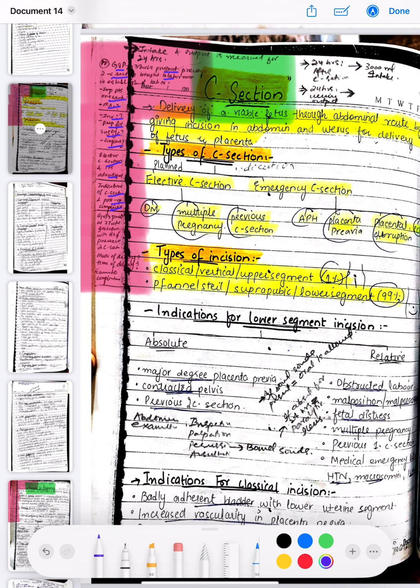The G4P3 presents at 37 weeks gestation with history of previous two C-sections. So what is the mode of delivery, the time of delivery and enumerate complications.